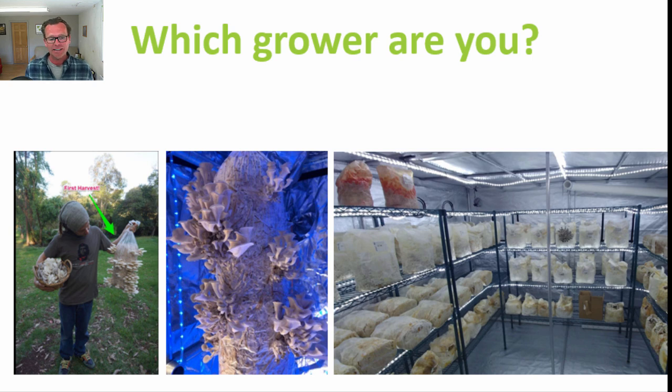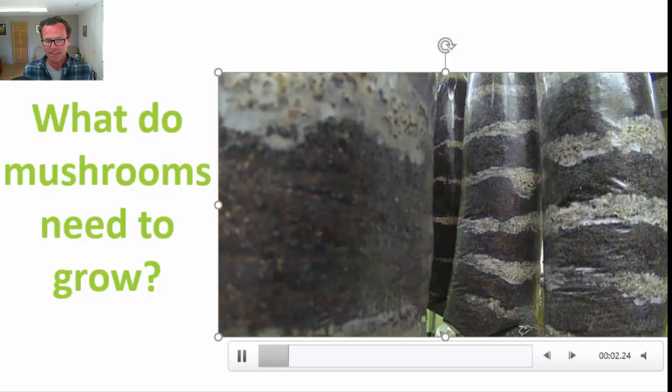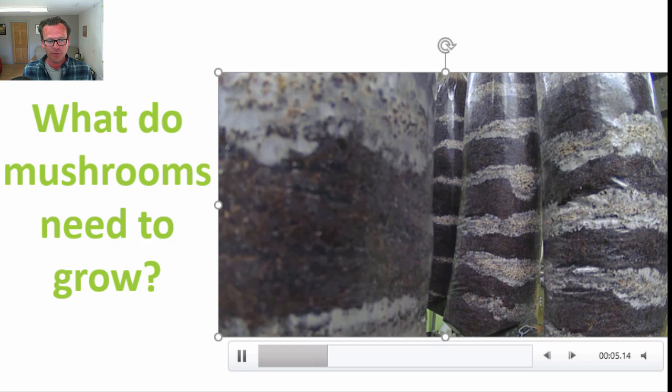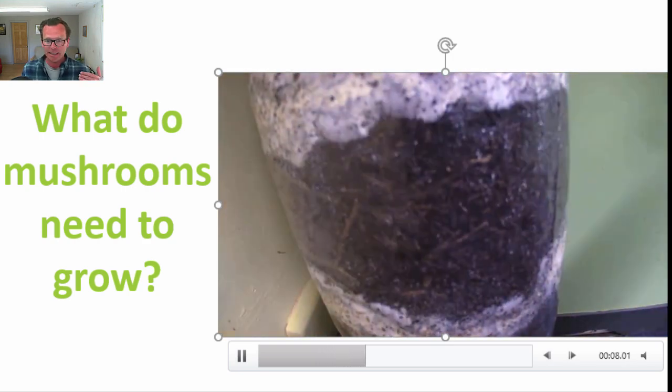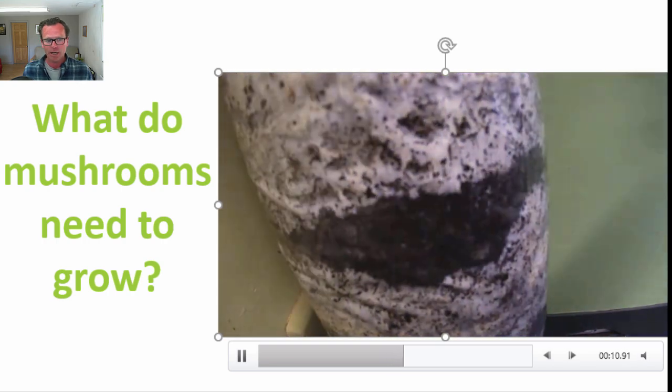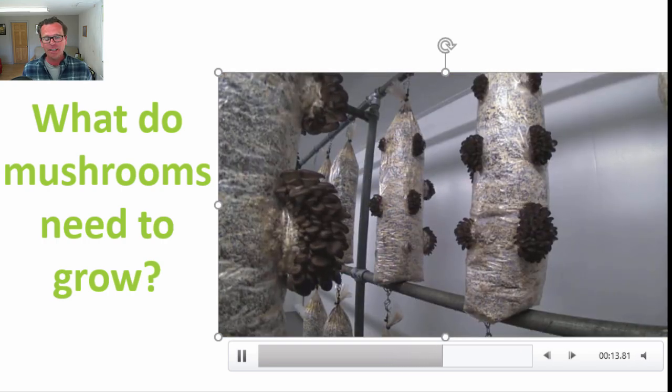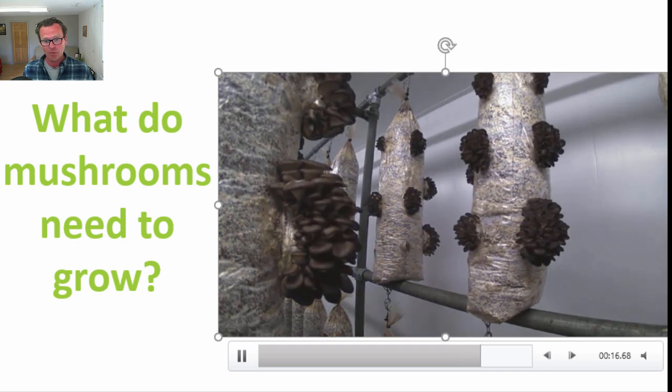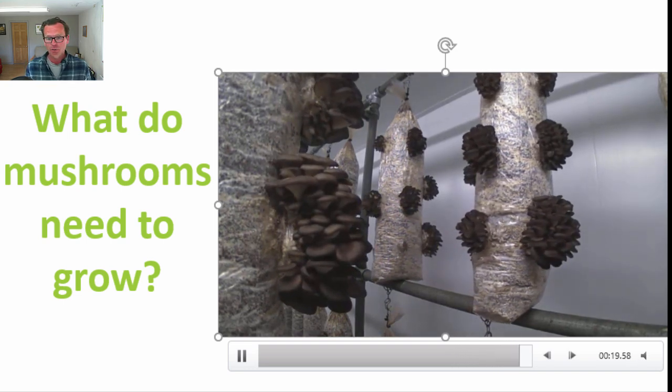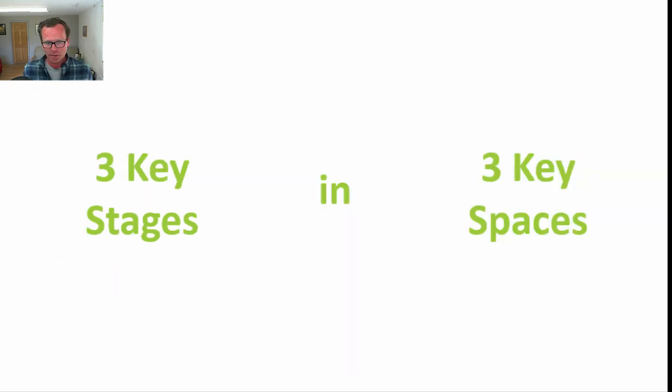And of course, the planning and design would be different for each, but let's look at what mushrooms need to grow first, so you've got a better understanding of why you need the different rooms that you do need. So you can see the mushrooms growing there in the time-lapse footage that I've popped in here. So what do they need? Well, they need substrate, which is what you can see in this footage here, so they can grow across it. Then they need some incubation time to grow, which is what you just saw. And then finally, they need a fruiting environment to fruit in, which is what you can see here. So those three key stages, mixing and inoculating, incubating and fruiting, take place in three key spaces. Let's have a look at those now.